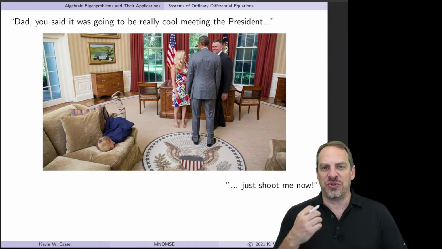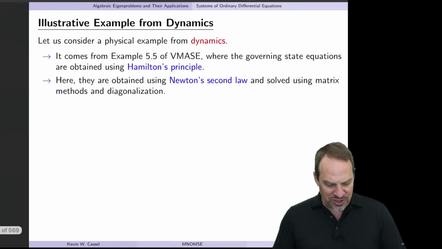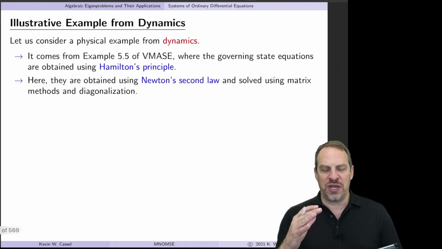Doing a lot of examples, really getting into the details. And the reason for that is because this is such a useful and powerful tool in our mathematical toolbox for solving differential equations. What I like to do now is pull it all together in a physical example.